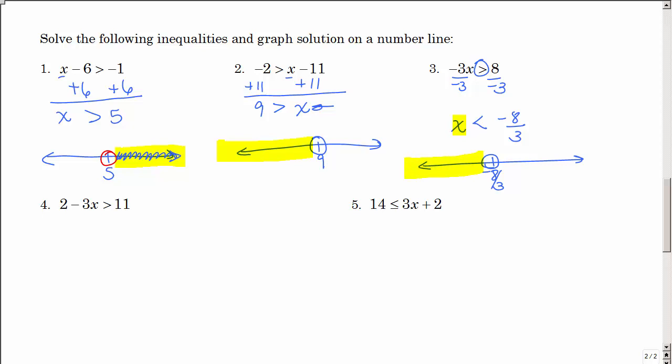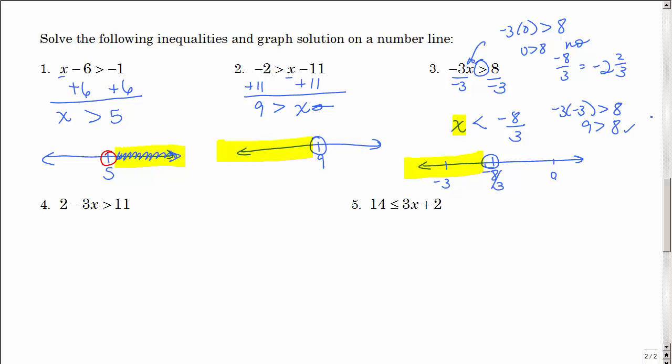Now if you're not sure, let's test some numbers. You have to kind of know that negative 8/3 is the same as negative 2 and 2/3. So you should know 0 is over here somewhere and negative 3 is over here somewhere. So if I put 0 in here and said, is negative 3 times 0 greater than 8? Is that true? Is 0 greater than 8? No. So that's why you would not have shaded on that side. That's why 0 would not be included. But if you put negative 3 in, is that true? Yes, it is. So if you're not positive of which way you can shade, you can pick a couple of test numbers and test them.